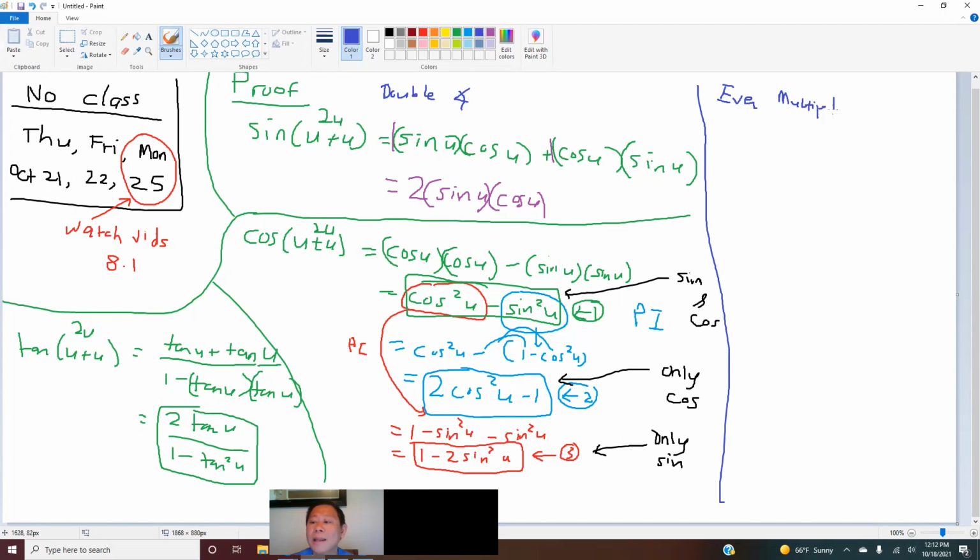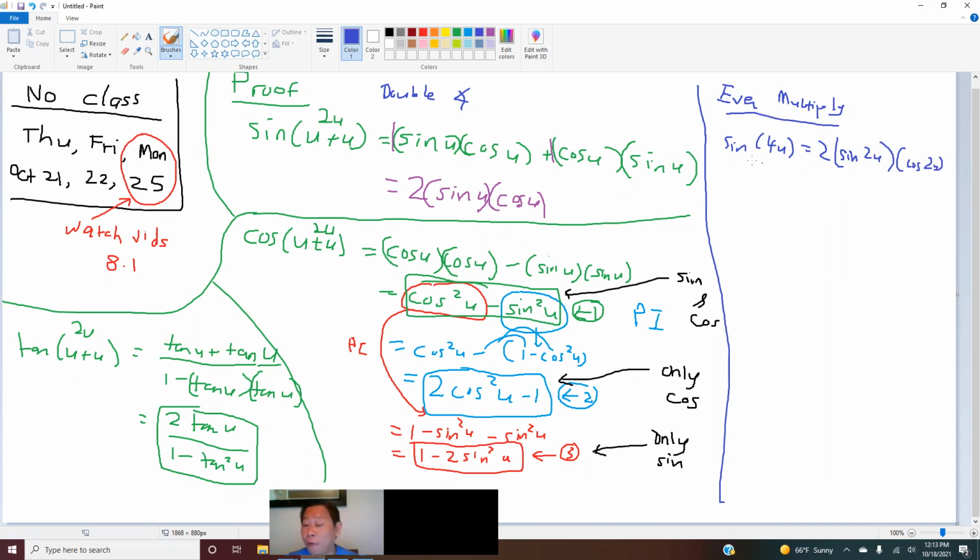So what do I mean by that is that if you have sine 2u, you get 2 sine u cosine u. But what happens if you have sine 4u? Instead of 2 it is 4, which means it's even. Then your angles will be doubled in the formula, so it'll be 2 sine 2u times cosine 2u. So your double angle formula works for any even multipliers.